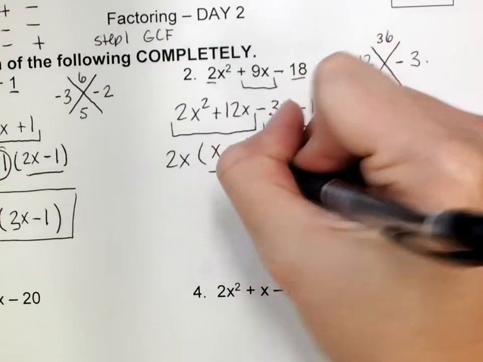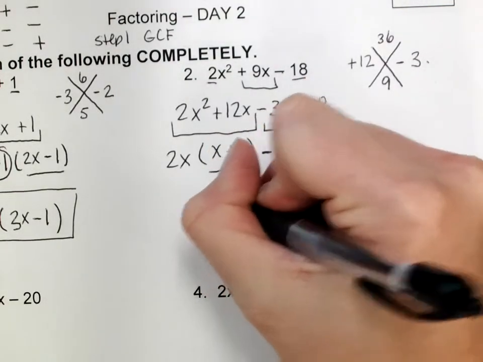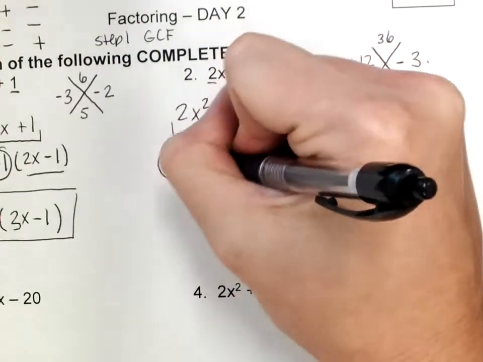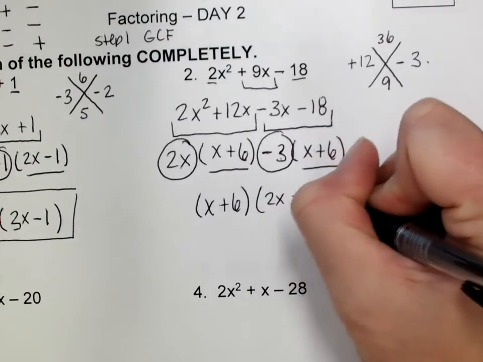So notice this term matches this term, so I can pull that out as one of my factors. The other factor comes from combining the 2x and the negative 3 to make our other factor.